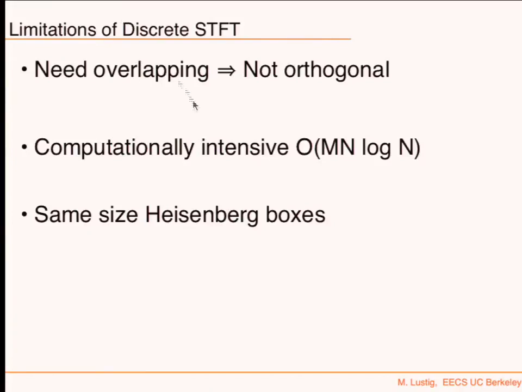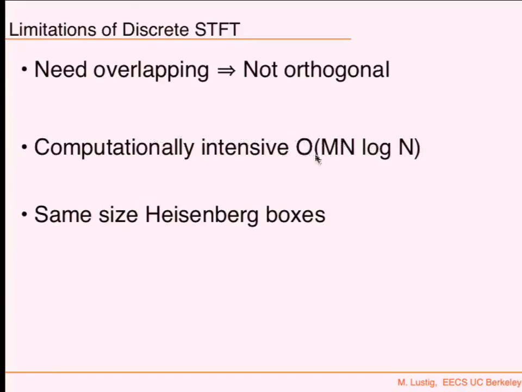So the limitation of the discrete short-time Fourier transform is that you need overlapping. When you need overlapping, it's not orthogonal anymore. You start with n coefficients. You end up with 2n coefficients. When it's non-overlapping, it's n to n. But now it's n to 2n. So there are things that you have to take into account in terms of the reconstruction. What does it mean? And so on and so forth. Okay? It is more computationally intensive.